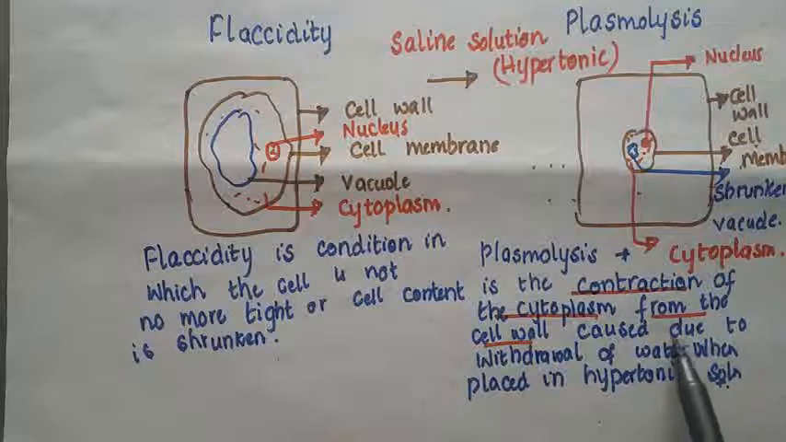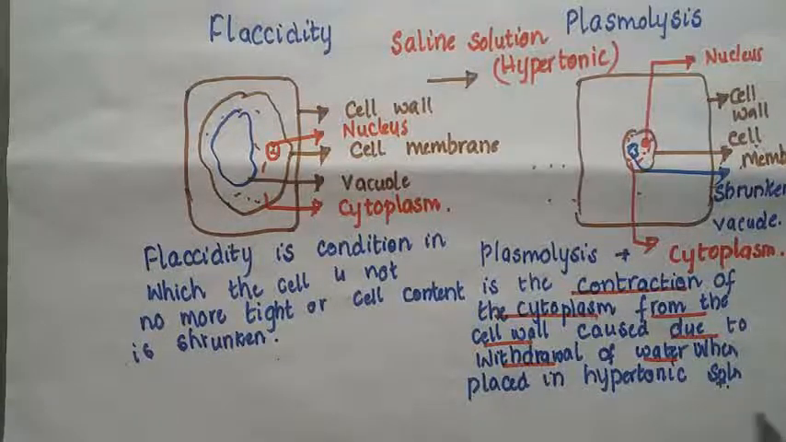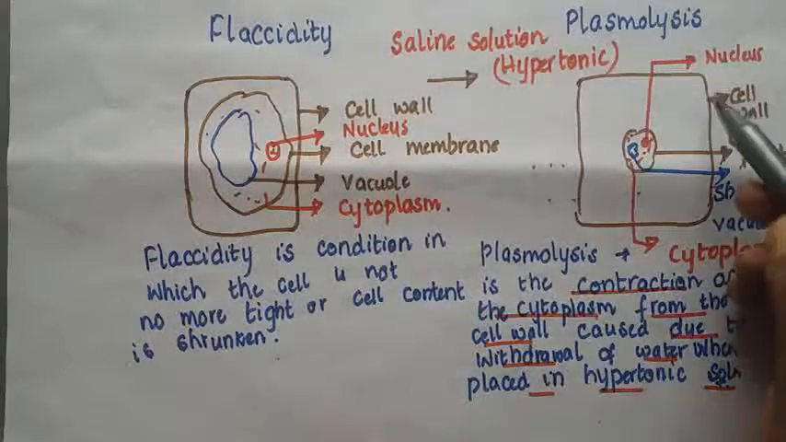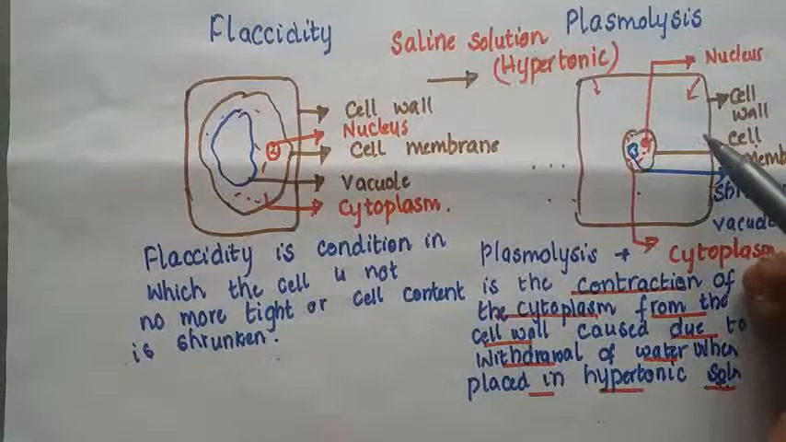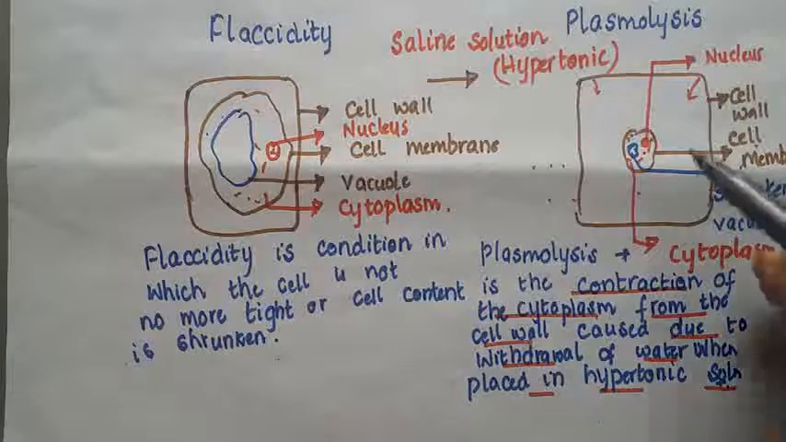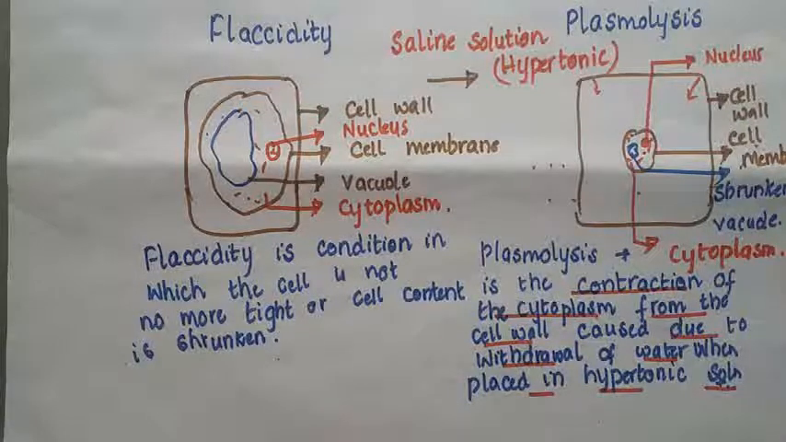Why? Because there is a withdrawal of water from where? From the cytoplasm, from the vacuole. Why is it so? Because the cell is placed in the hypertonic solution. Children, so how do we define the word plasmolysis? Plasmolysis is defined as the contraction of cytoplasm from the cell wall due to the withdrawal of water when the cell is placed in the hypertonic solution. Right, children?